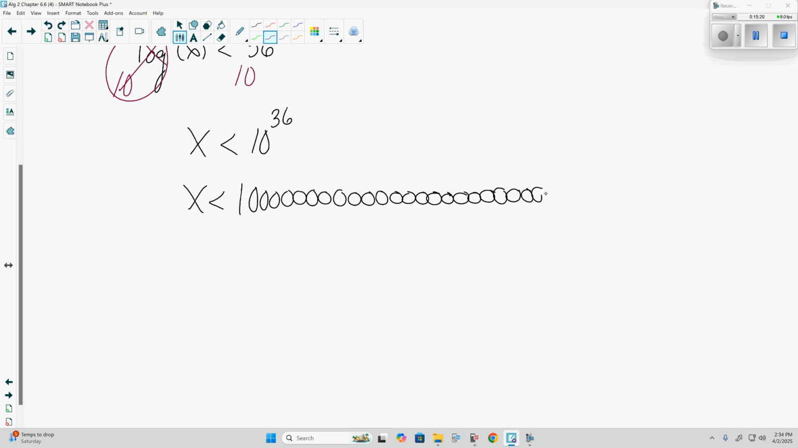It's writing the actual answer. You do not have to write that. 10 to the 36 is 1 with 36 zeros. Again, as I said yesterday, if we get a number to a power that's just way too big, this is one of those cases. We're leaving it as 10 to the 36.